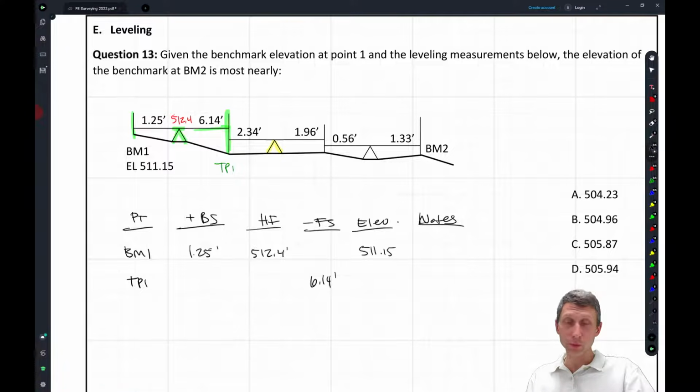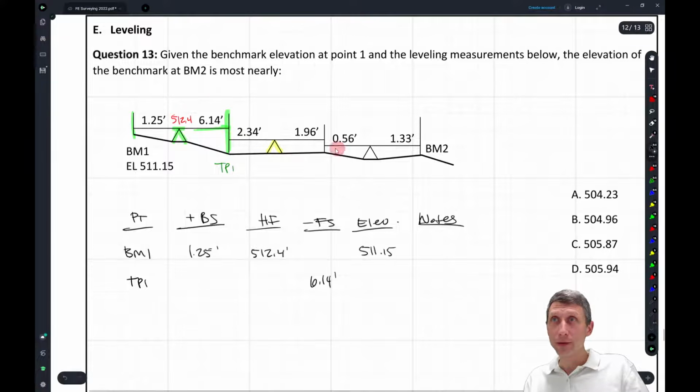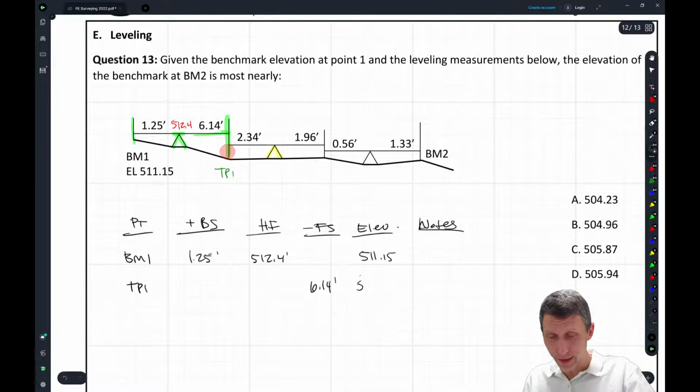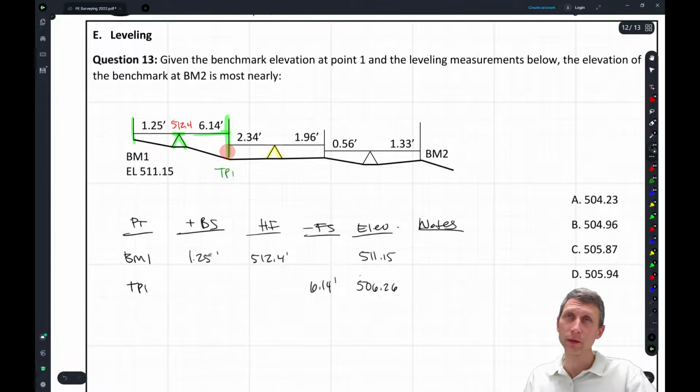So why do I care about 6.14 feet? Because if I subtract the 6.14 from 512.4, that's going to give me the height at this point. Does that make sense? So 512.4 minus 6.14 is going to give me the height of 506.26. Does that make sense? So then we're just going to repeat this process.